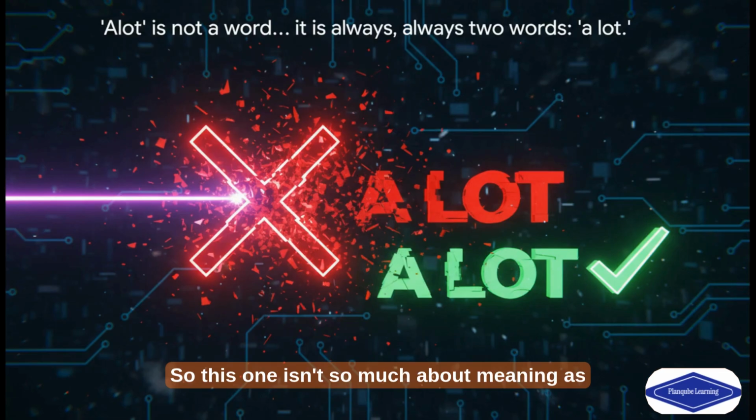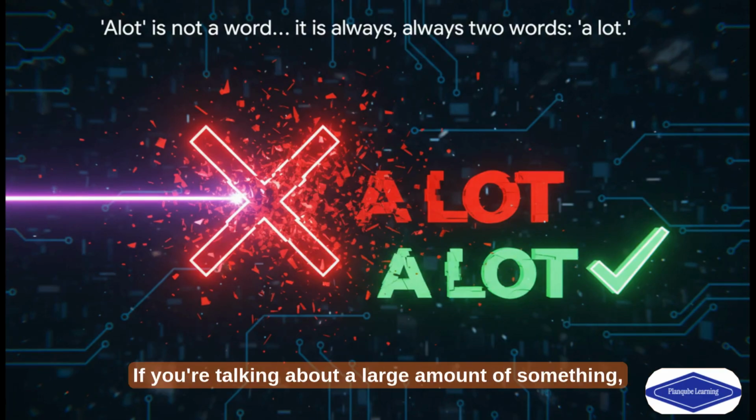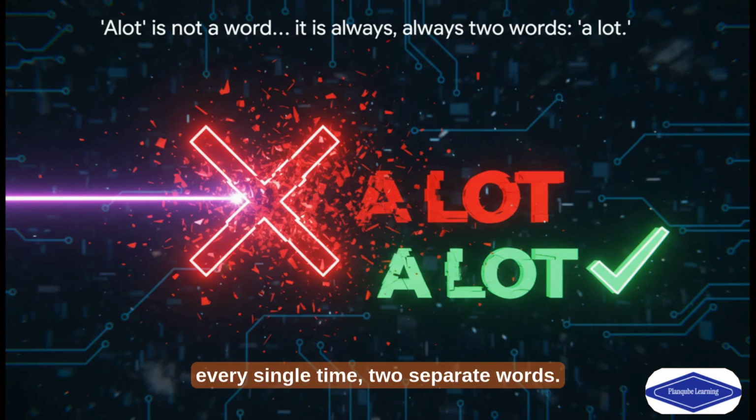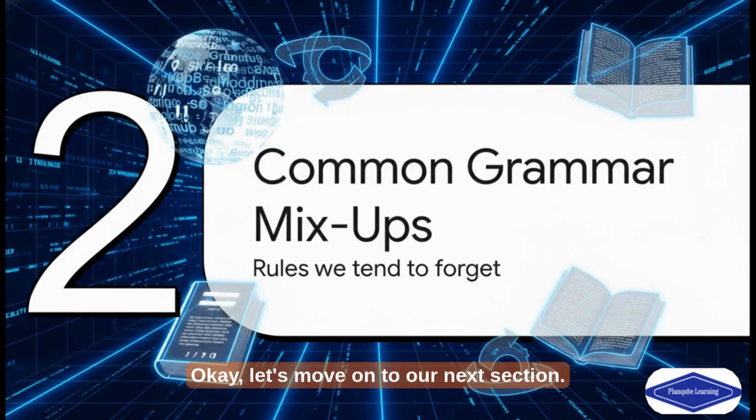So this one isn't so much about meaning as it is just a super common typing mistake. And I see it a lot. Alot as one word, it's not a word. It doesn't exist. If you're talking about a large amount of something, it is always, every single time, two separate words. A lot.